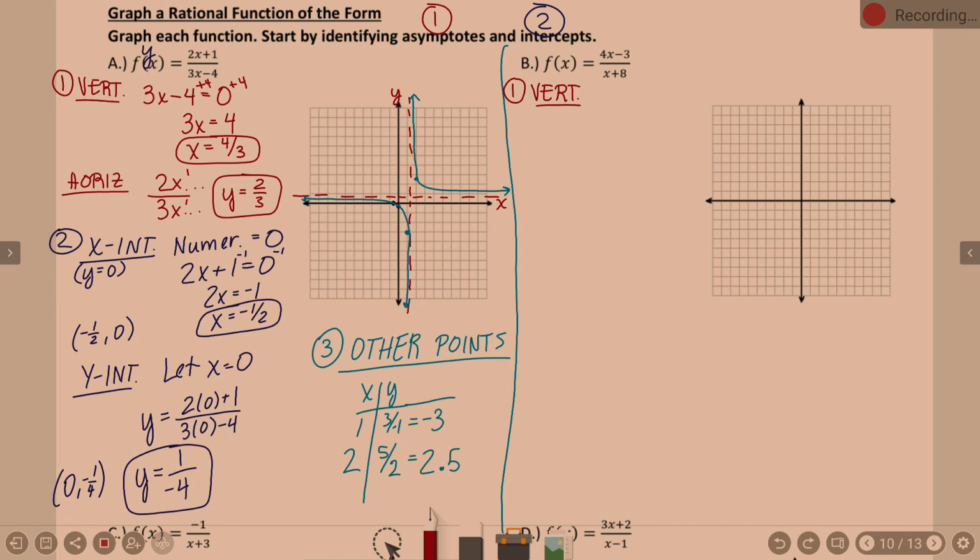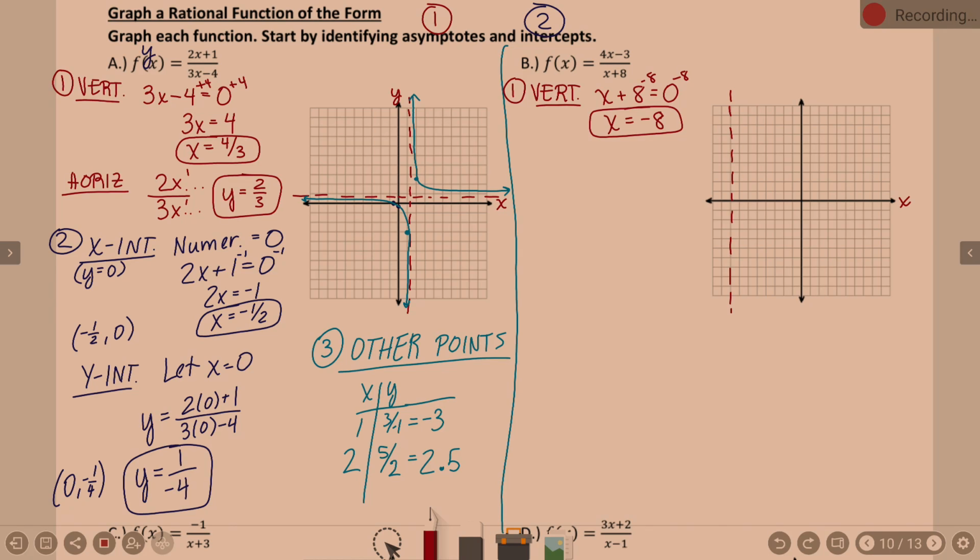Okay, what do you remember about vertical asymptotes? Okay, set your bottom equal to 0. So denominator equal to 0. In this case, that's going to be x plus 8 equals 0. Do your solving, and what do you get? X equals negative 8. Okay. Could you go ahead and put that vertical asymptote in while it's on our brains? Go to the x-axis, and we're going to cross the x-axis at negative 8.